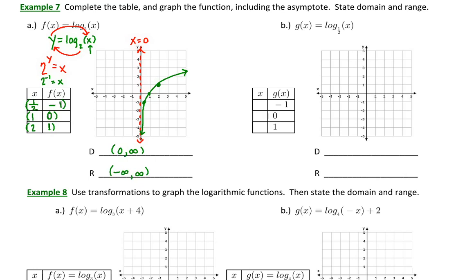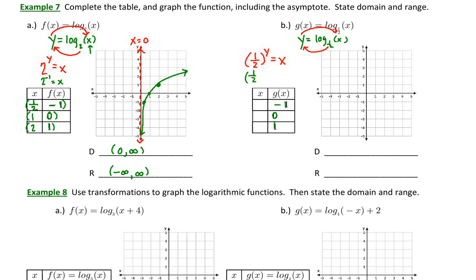We have g of x equals log base 1/2 of x. Again, I'm going to rewrite it: y equals log base 1/2 of x. And then we can convert to exponential form. So we could rewrite that as (1/2) to the y power equals x. And the purpose of doing that is simply to make it easier to calculate the key points. We'll use y values -1, 0, and 1.